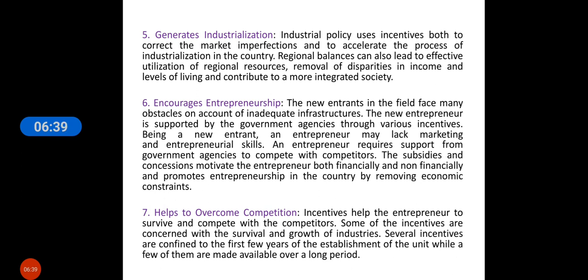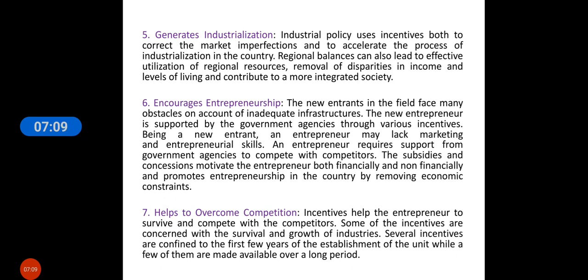Then it encourages entrepreneurship also. The new entrants are there. If they face any type of difficulties and obstacles in infrastructure or other facilities, it encourages entrepreneurs to set up new ventures. Means budding entrepreneurs are motivated with the help of subsidies and all this.